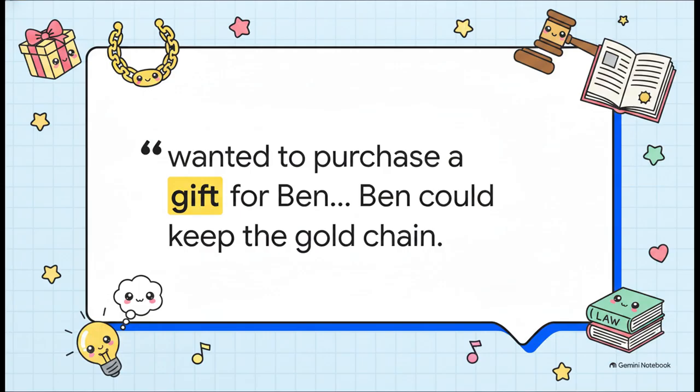And then later on, Anne made it clear that Ben could keep the gold chain. The prompt doesn't just casually toss Ben's name in there. It explicitly tells us right from the start that the item was intended as a gift for him.